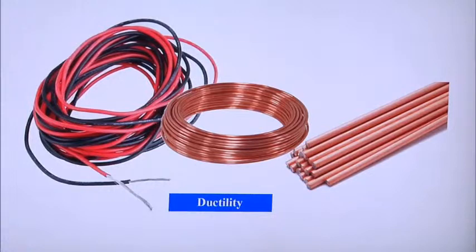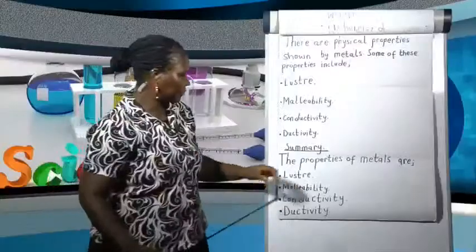So another property of metal is what? Ductility. Let's all say it. Ductility. It means we can bend metals into wires.